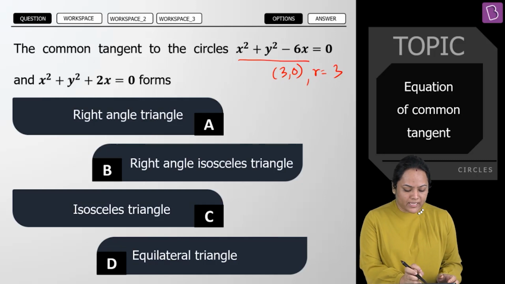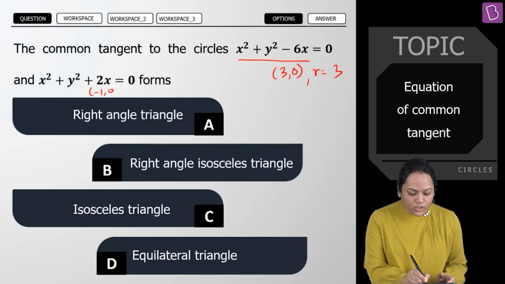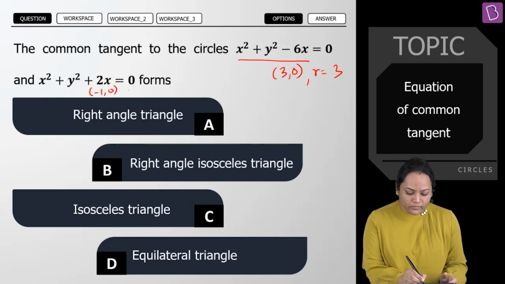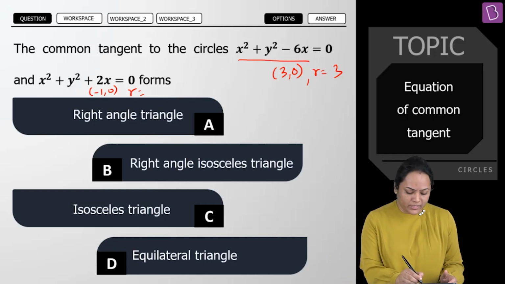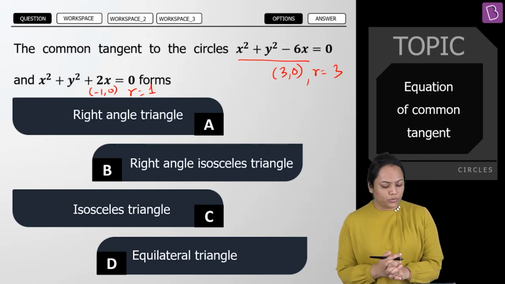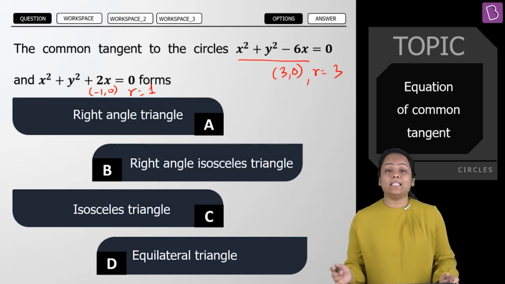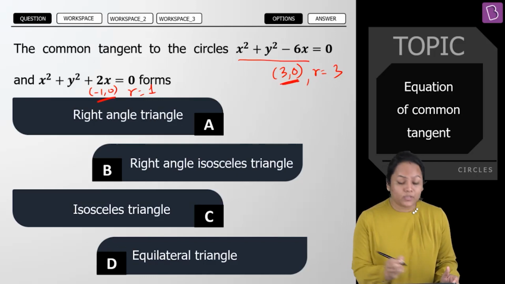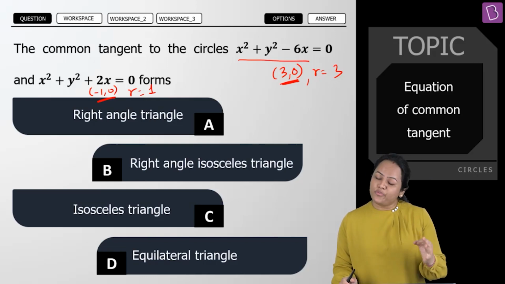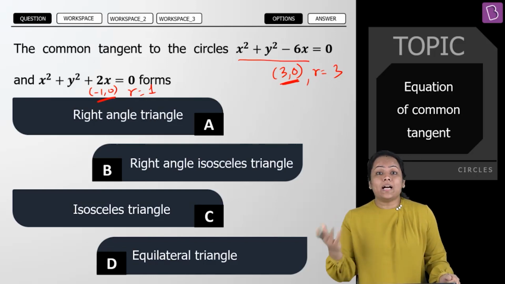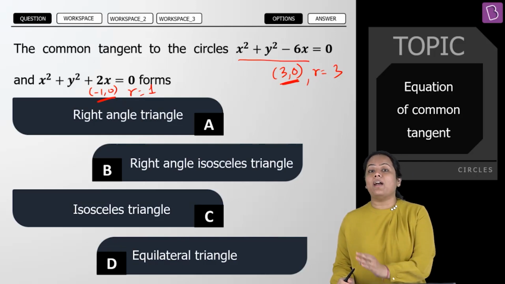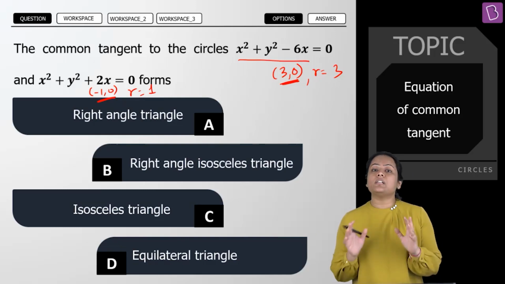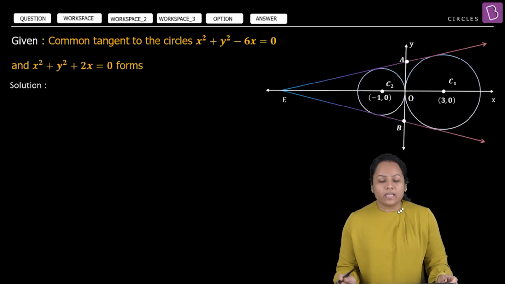Similarly, for the second circle, we can say that the center will be (-1, 0), minus half coefficient of x comma minus half coefficient of y, and for the radius, when we apply the formula root over g square plus f square minus c, the radius is 1. So these two circles are known to me, and definitely I can say that they are touching each other. How? Well, the distance between the centers, (3, 0) and (-1, 0), is 4. And what is the sum of the radii? It's again 4. That means C1C2 is equal to R1 plus R2, which is the condition for externally tangent circles. So these two circles are externally tangent to each other. So we'll have a figure like this.